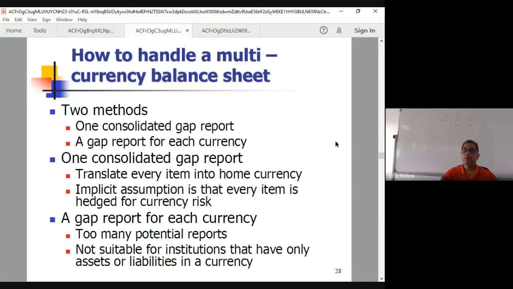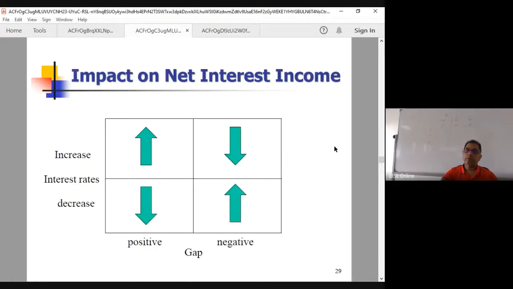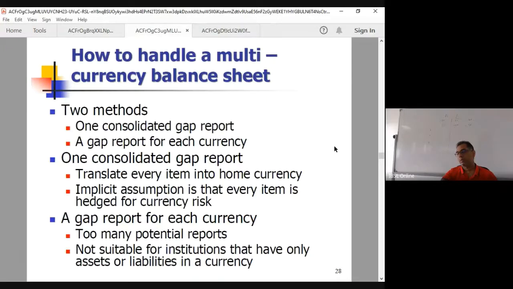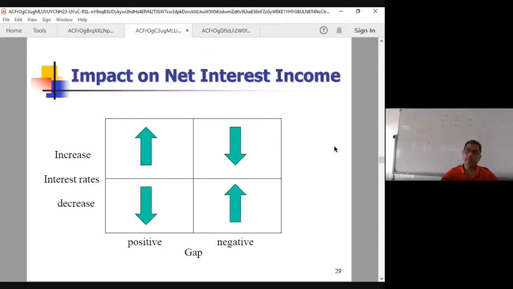And then we also spoke about how to handle multi-currency. We didn't touch on it too much, but what we discussed is that it is better to have a consolidated gap report rather than having reports in different currencies if you have a lot of them, because it becomes meaningless and you can't use them.